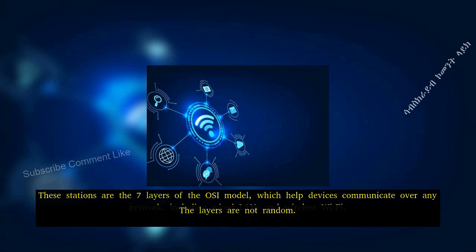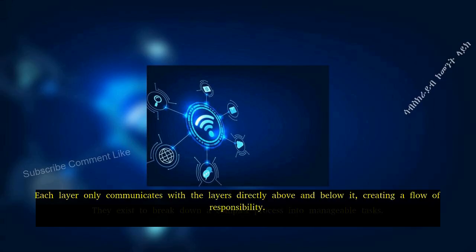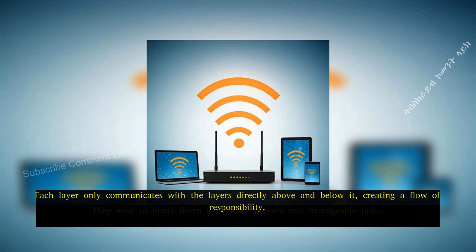and wireless Wi-Fi. The layers are not random. They exist to break down a complex process into manageable tasks. Each layer only communicates with the layers directly above and below it, creating a flow of responsibility.